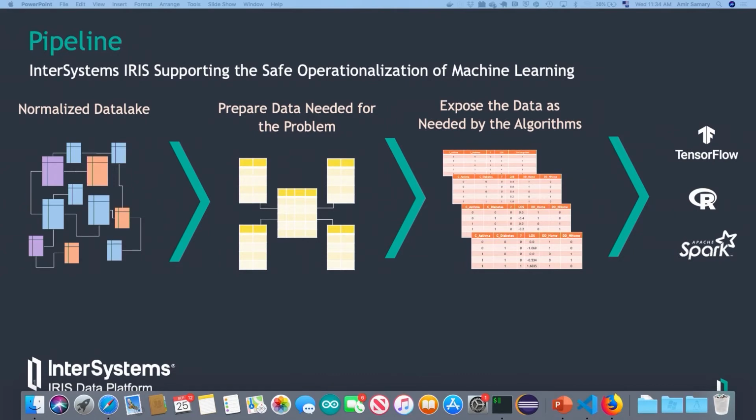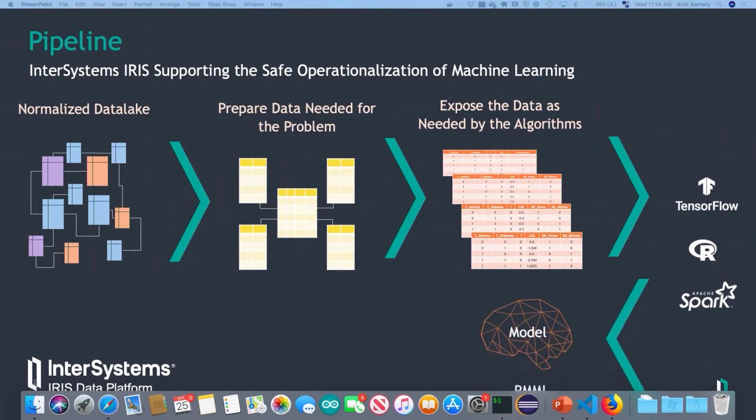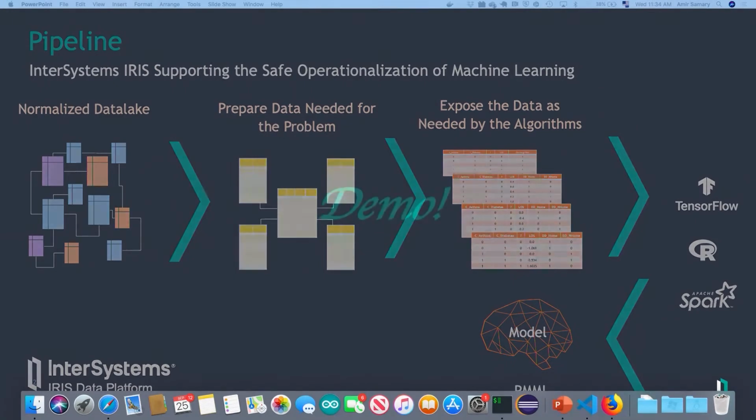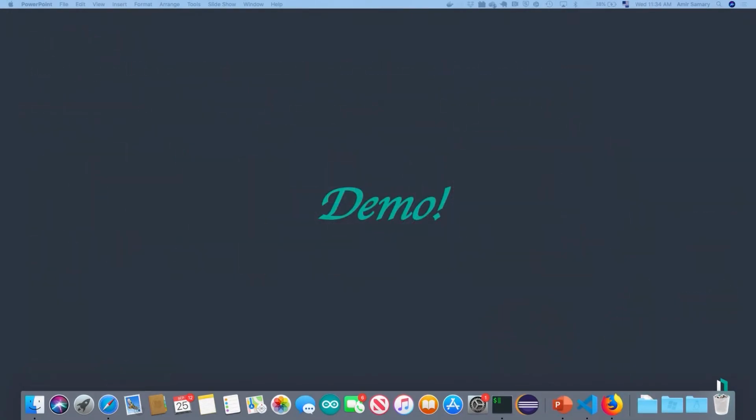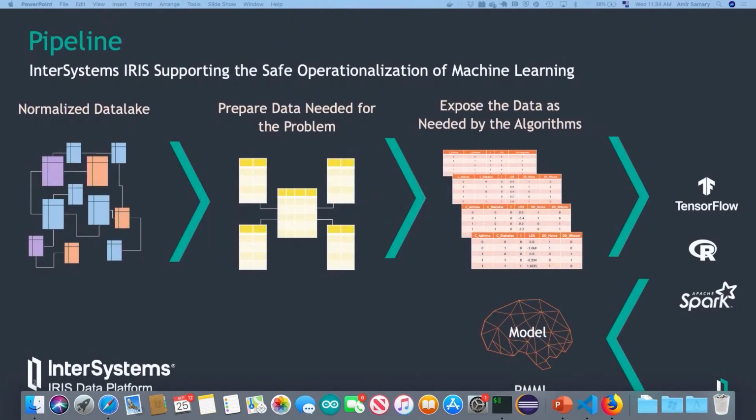So, and then you have a model. Okay, now I have one model. I have looked into many, and now I have one model. Right, so that's what I want to show you here very quickly with the time that I have left in the demo. So before I do that, do you have questions about this pipeline?